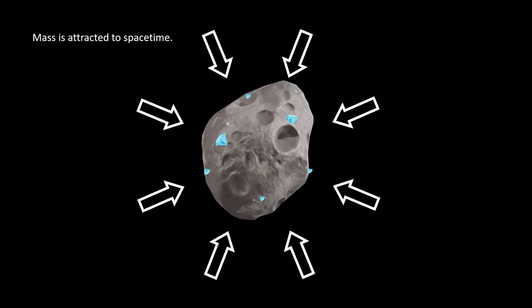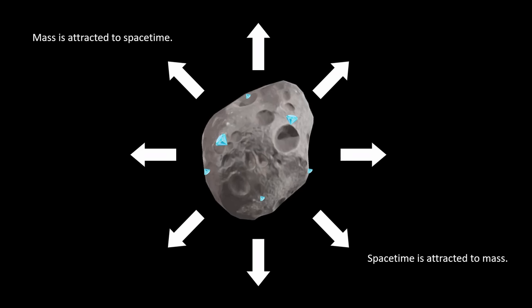You can think of this warping as the mass being attracted to spacetime. Its presence pulls spacetime inwards towards itself. By the same token, spacetime is attracted to the mass. It pulls outwards in all directions on the mass. The warping becomes stronger the closer you get to the mass.